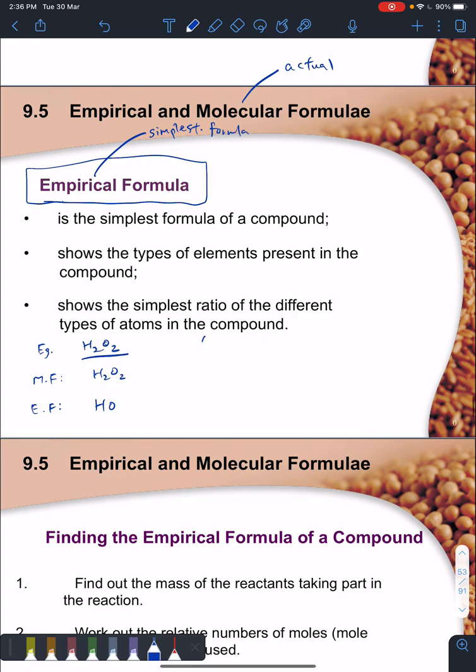Another example, what about C6H12O6? That is the molecular formula or the real formula. If you simplify it, you realize it's CH2O. One more example. What if it's MgCl2? You realize you can't simplify it, which is perfectly fine. Nobody says that the empirical and the molecular must be different. They can actually be the same. It's not an issue.